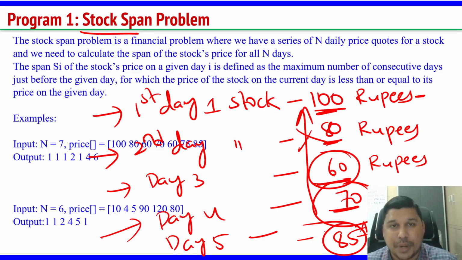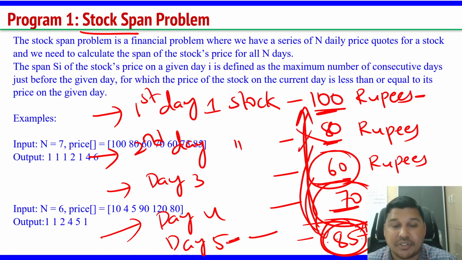How many previous days was the stock value less than 85? See, 85. You go to the previous day, 70, it is less than 85. Again you go back, 60, it is less than 85. Again you go back, 80, it is less than 85. Again you go back, 100. No, it means the current day value is 85.